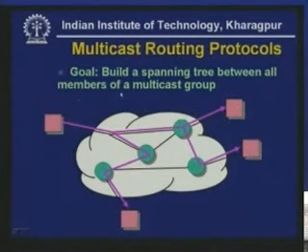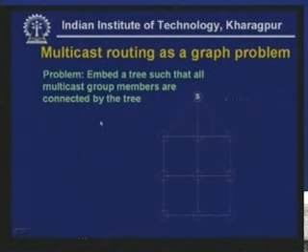So the main goal of the multicast routing protocol is to build a spanning tree between all members of a multicast group. So these are the members of the multicast group, and we have to somehow get this tree. This can be looked upon as a graph theoretic problem. I am afraid that this is not very visible.